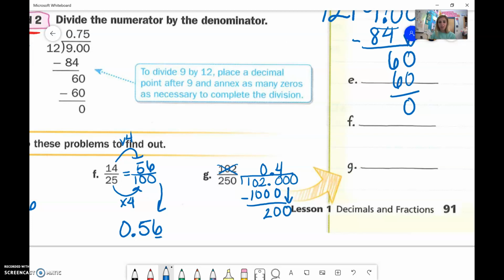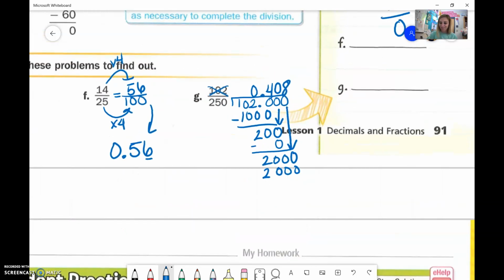If I have 200, can I make a group of 250? No, I can't, so that's going to be 0, right? If I were to multiply 0 times 250, I'd get 0, and then I'd be left with 200. But now I'm going to bring that other 0 down. Now I have 2,000. How many groups of 250 can I make from 2,000? I can make 8. And I get 2,000. I'm running out of room. Running out of real estate, right? And I'm going to subtract, and I get 0. So I have 0 and 408 thousandths.